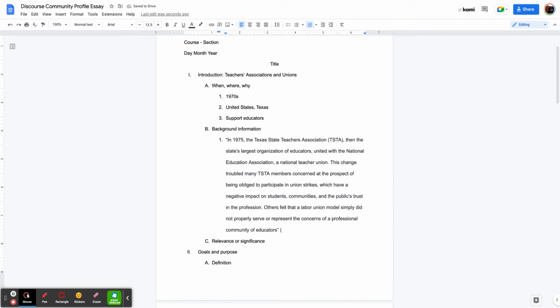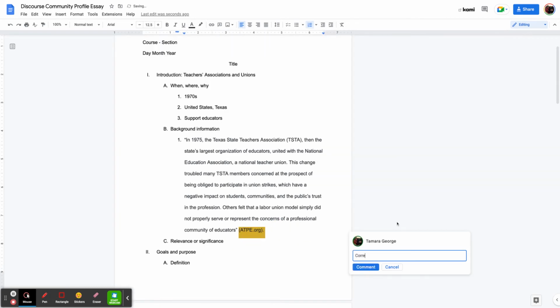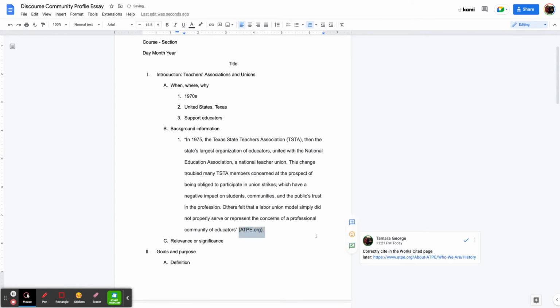And this is ATPE.org, straight from their website. I will correctly cite it on a works cited page later. Let me leave myself a note to correctly cite in the works cited page later, and let me borrow that link so I can get back to it just in case, because it does matter which page of that website we were on. So there's my link and a note to correctly cite it in the works cited page later.